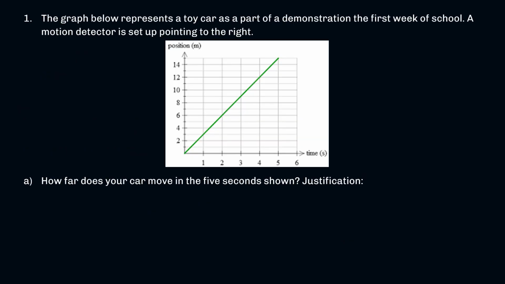So again, into our example here, we have the graph below represents a toy car as part of a demonstration the first week of school. A motion detector is set up pointing to the right. We have a graph down below it. It is a position versus time graph. And how far does your car move in the 5 seconds shown? And we have to justify our answer here for part A.